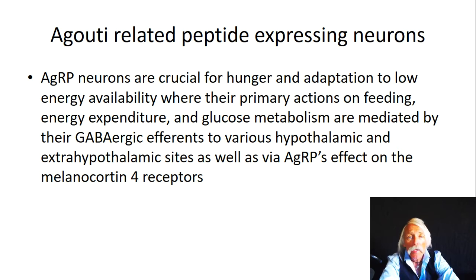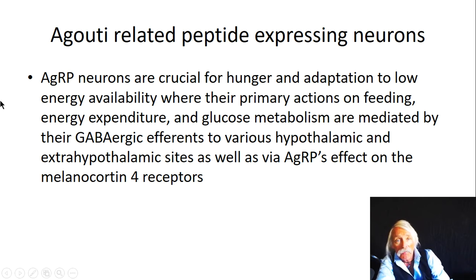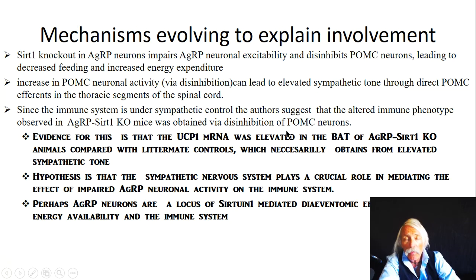So the agouti-related peptide-expressing neurons are crucial for hunger and adaptation to low energy availability, where their primary actions on feeding, energy expenditure, and glucose metabolism are mediated by their GABAergic efferents to various hypothalamic and extrahypothalamic sites, via the AgRPs, which is what we were just going through, okay? That's what these neurons are normally involved in, right? The leptin-mediated effect. So what are the mechanisms that apparently are evolving in real time to explain the involvement of the immune response in brain-associated endocrine control over feeding? Okay, that's what that statement means up there.